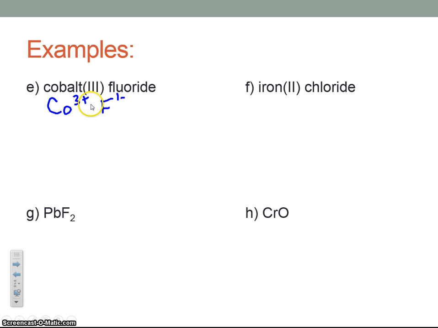Now, remember what we wrote in the bold above is that the Roman numeral stands for the charges and not the subscript. So you still have to make sure to cross, so that you should have cobalt, Co, one of those, and 3 Fs. Just because it's cobalt 3 doesn't mean it's Co3F. You still have to cross. It's CoF3. This is correct right here.